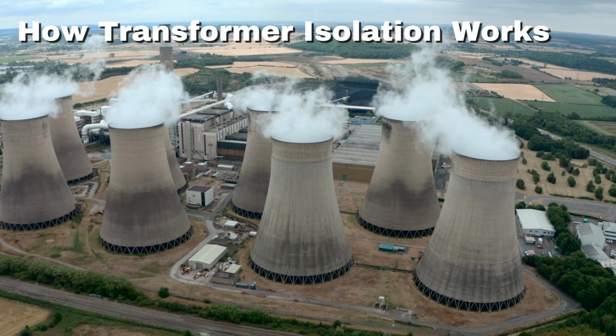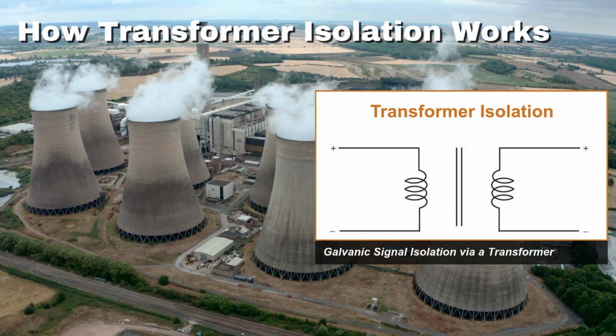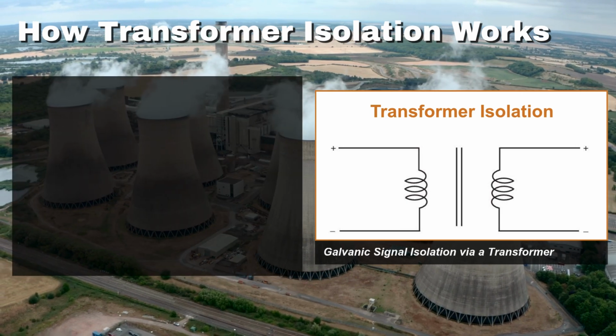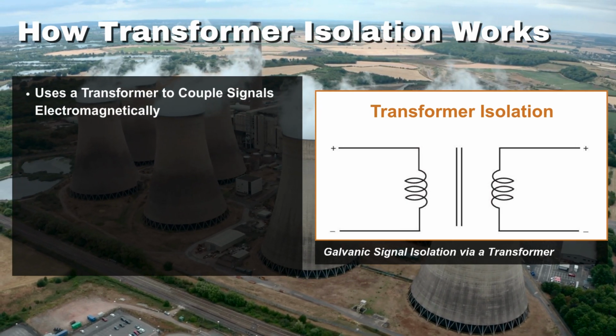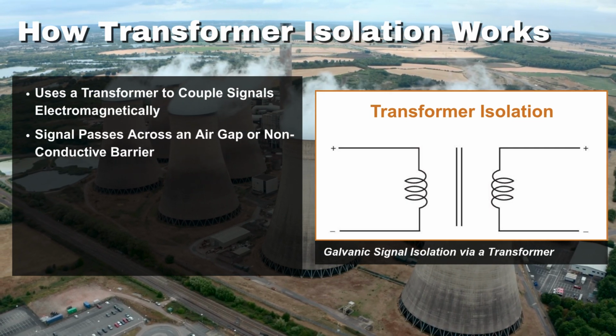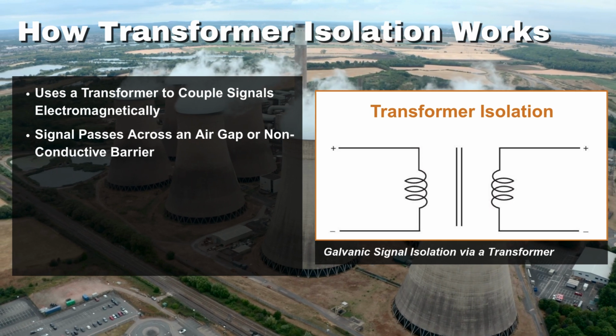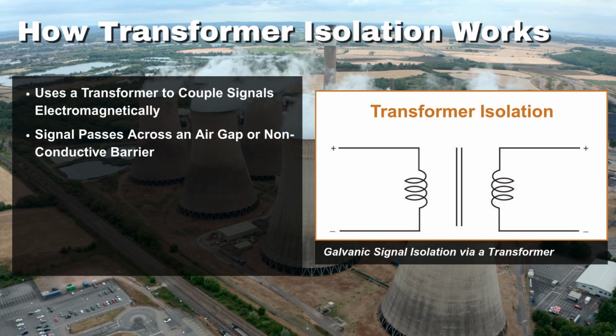The other widely used method for breaking the galvanic path is transformer isolation, also known as electromagnetic isolation. This technique uses a transformer to electromagnetically couple a signal across an air gap or other non-conductive barrier. The strength of the electromagnetic field is directly proportional to the input signal applied to the transformer.